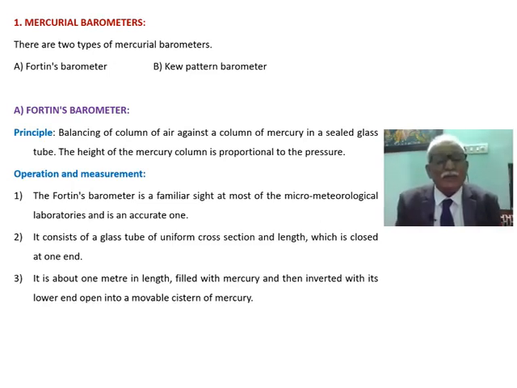Now, Fortin barometer, what is the principle? A very simple principle. If you take a saucer and put it upside down over a half glass full of water, it is a balancing against the pressure. I'm not saying it is the same physical principle, just to give you an understanding. The same thing is there in the Fortin barometer: balancing a column of air against a column of mercury in a sealed glass tube. The height of the mercury column is proportional to the pressure.